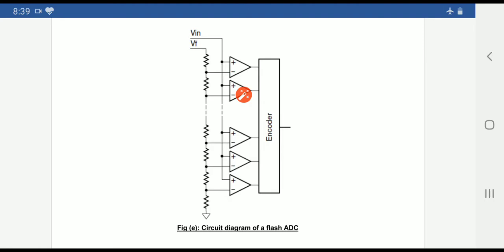compare the input with the reference voltage and provide the output either logic 0 or logic 1, where V in is connected to the positive terminal, that is the non-inverting terminal of the op-amps, and the reference voltage is connected to the inverting terminal of the op-amp, provided through the voltage divider circuit. Here the resistors act as a voltage divider circuit which divides the reference voltage with respect to their values connected to the comparators.